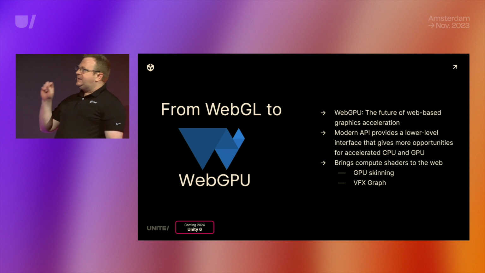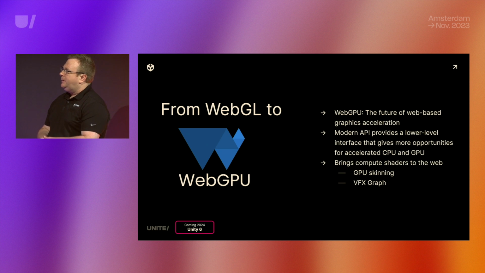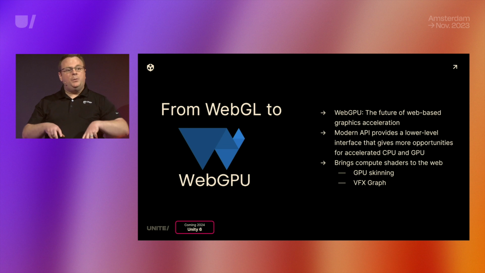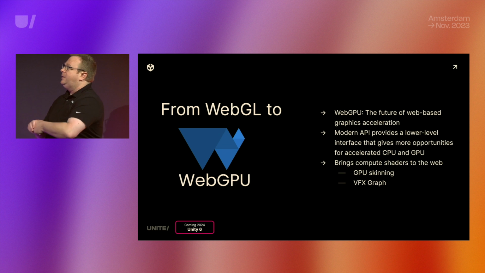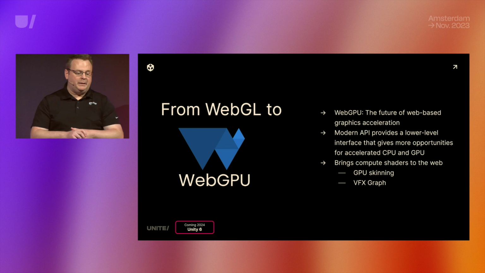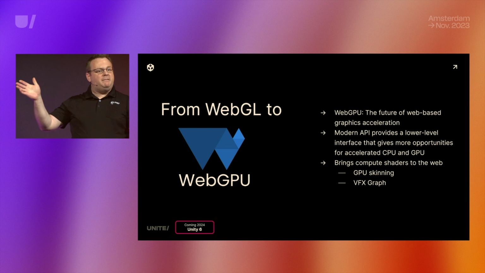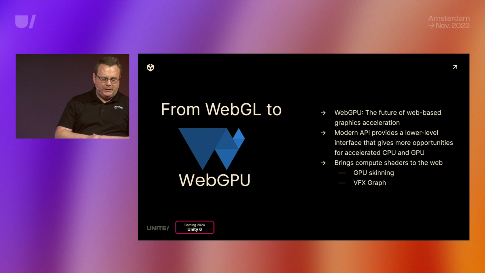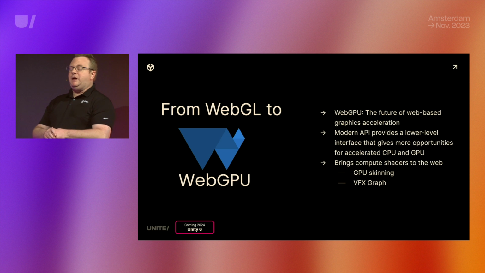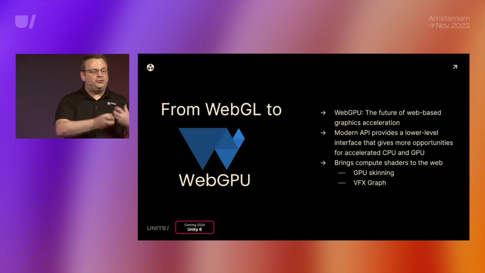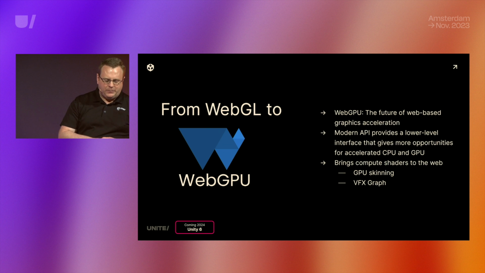Thinking of that skinning example we just saw that was done on the CPU, we can accelerate that further with a compute shader with GPU skinning and have that massive parallel capability on the GPU. Another example is Unity's VFX Graph, which uses compute shaders to manipulate that geometry, again, all on the GPU. Let's take a look at some demos.